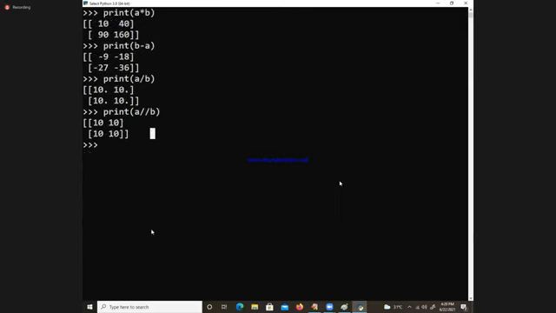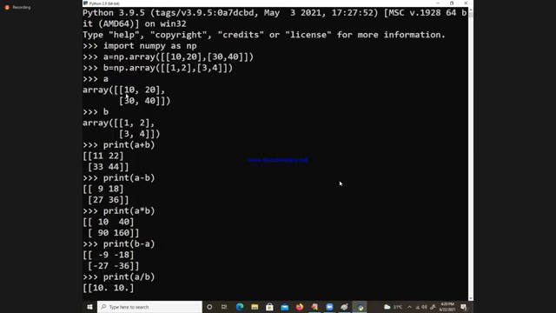Next, I will go for the percentage operator also. That is called modulus. The modulus operator will give you remainders: 10 mod 1 is 0, 30 mod 3 is 0. The remainder is 0. All of the remainders are 0.